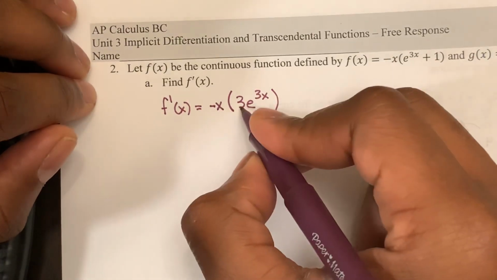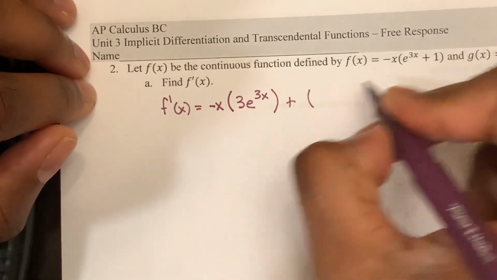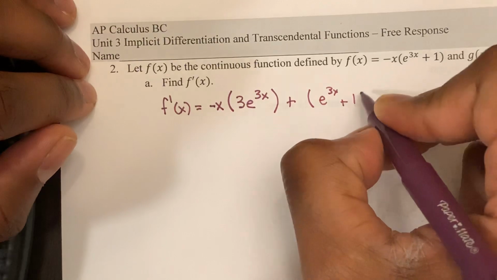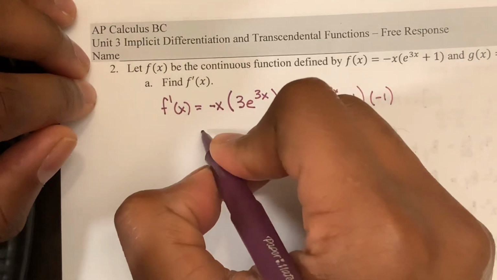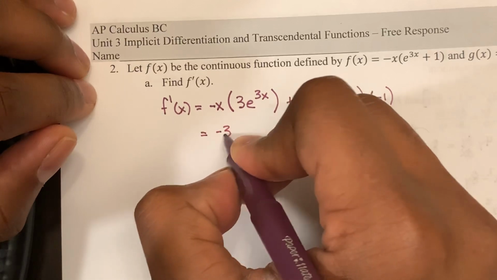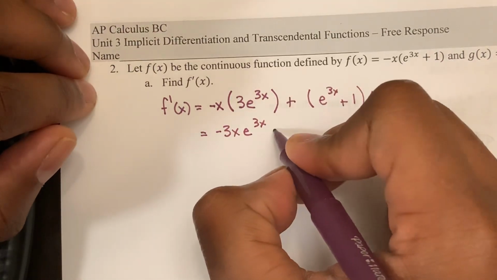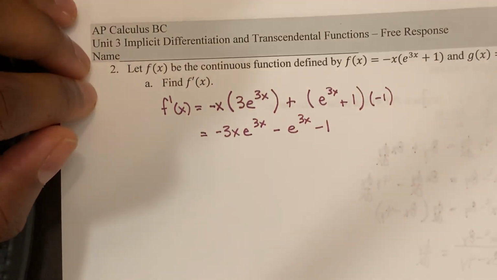So -x times 3e to the 3x plus the second function, which is e to the 3x plus 1 multiplied by the derivative of -x, which is -1. So if we simplify, we get -3x e to the 3x minus e to the 3x minus 1.